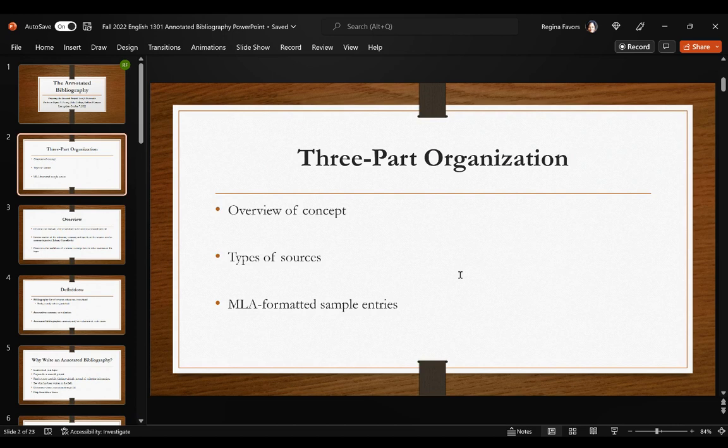This presentation is organized in three parts. So there's the overview of the concept of the annotated bibliography, the different types of sources, and then MLA formatted sample entries. You should also read the Searching School information tutorial as well as the MLA formatting for electronic sources tutorial as well.